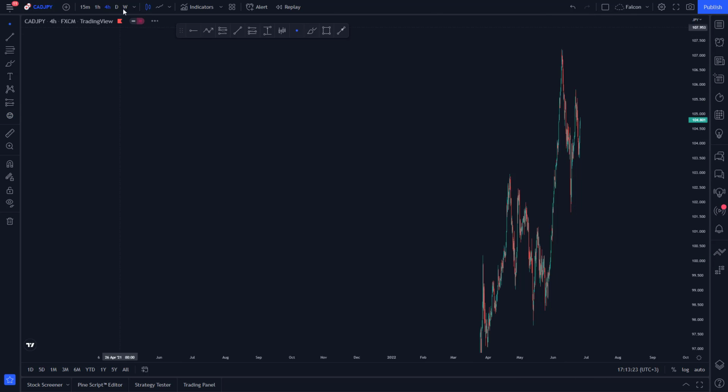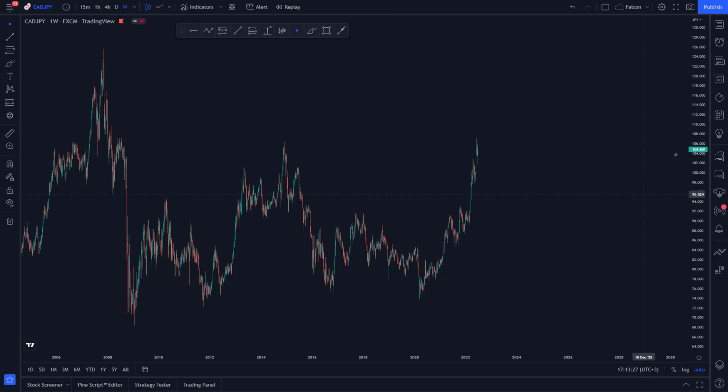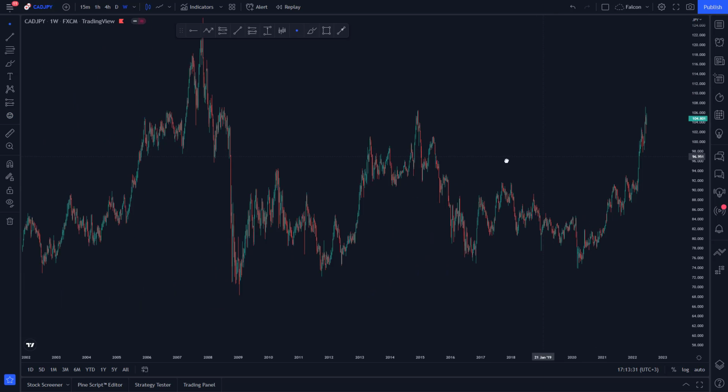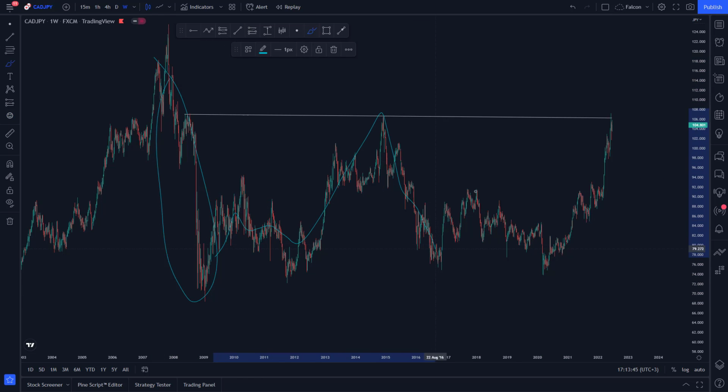Yen pairs have been shaping up nicely, and it's been a while since I analyzed the yen pairs. So let's go through CAD yen first. Let's go on a weekly chart. First and foremost, I'm seeing this overall correction over here, because after this impulsive move over here, the price started to form this correction phase over here. So I'm expecting this price to push to the downside.